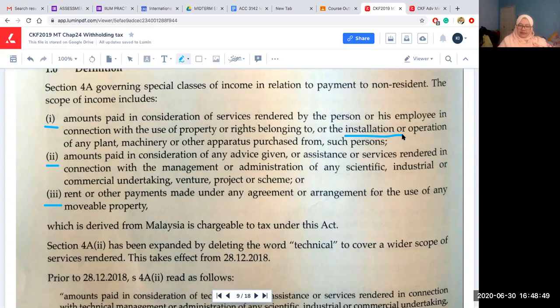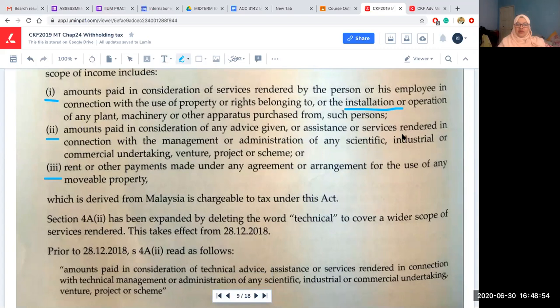You get that? Amount paid in consideration of any advice given, assistance or service rendered in connection with the management or administration of any scientific, industrial or commercial undertaking, venture, project or scheme. So this one normal. You pay for the advice, you pay for the technical fees, all right? All these fall under section 4BA. And remember the payment made to a non-resident person. Then means that the income subject lah, because why special class of income?